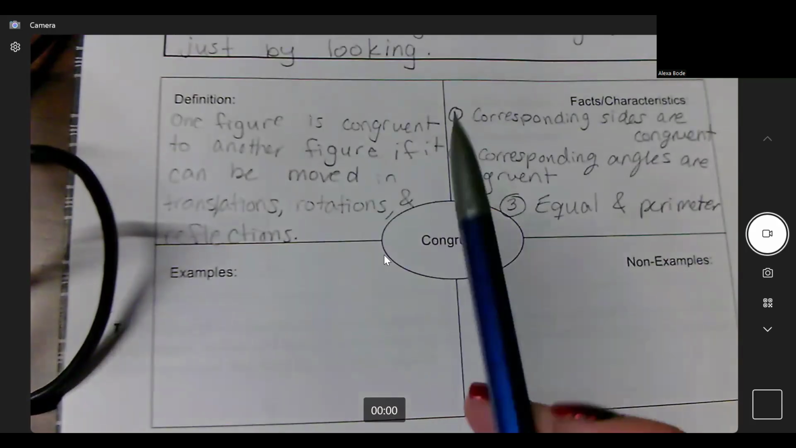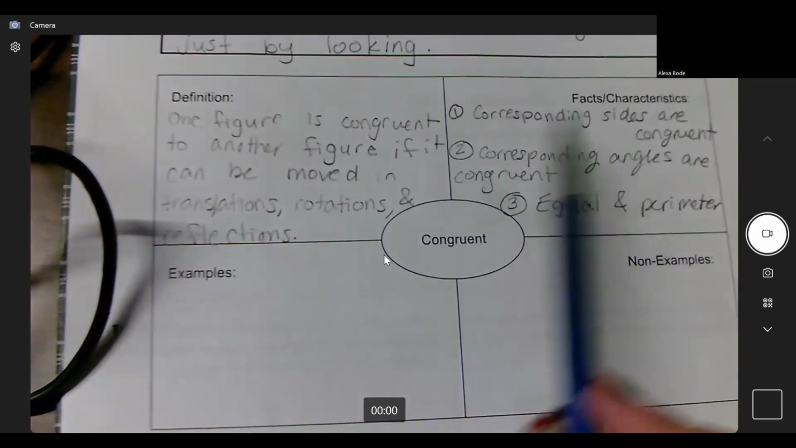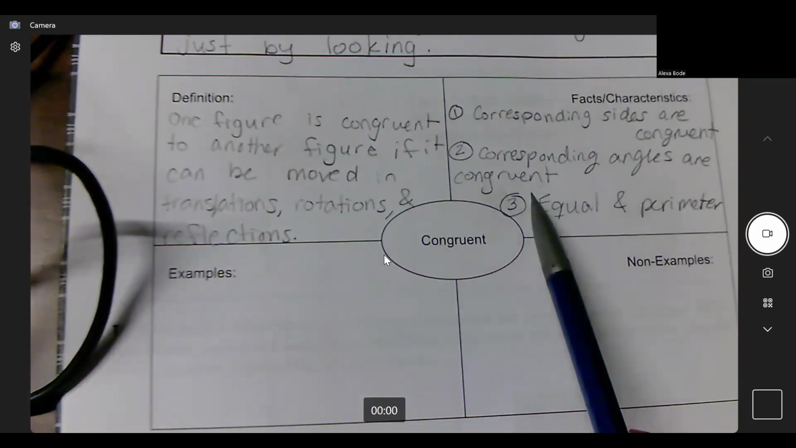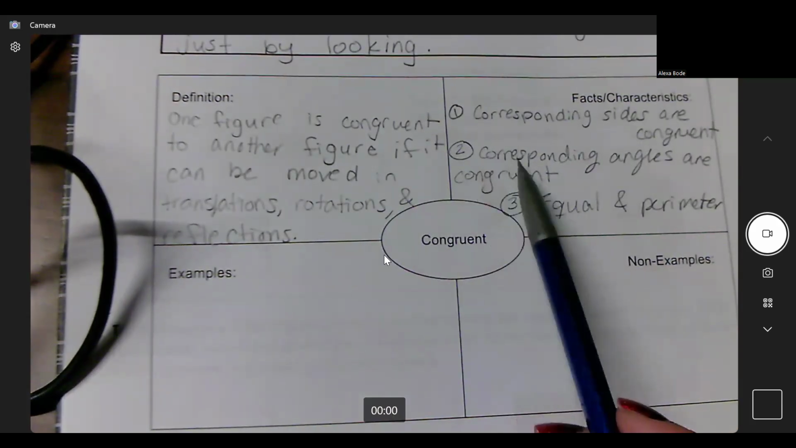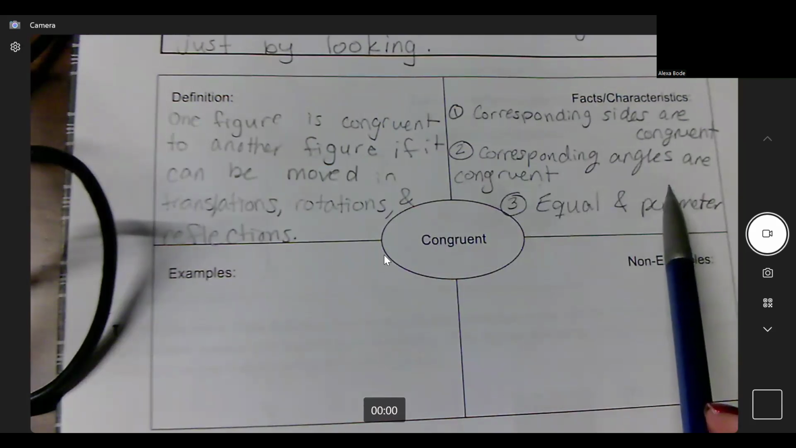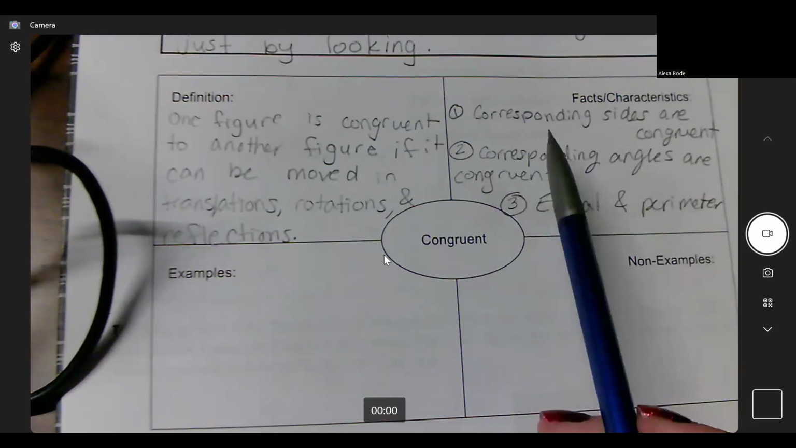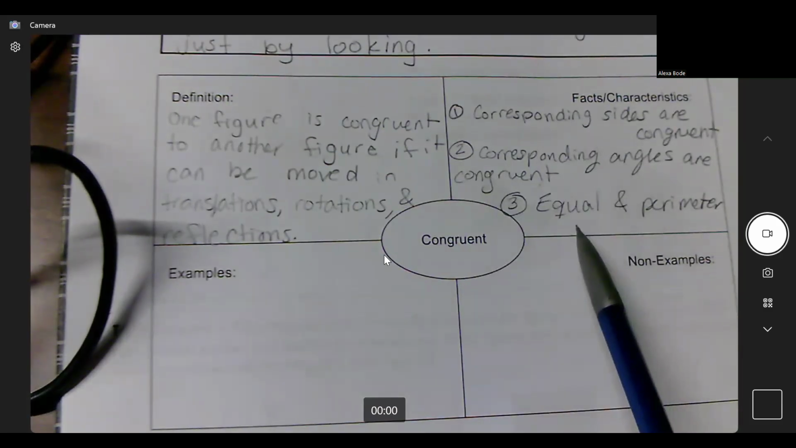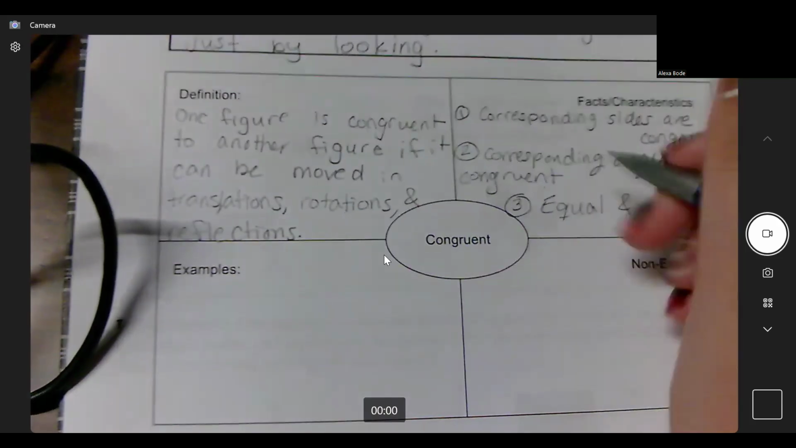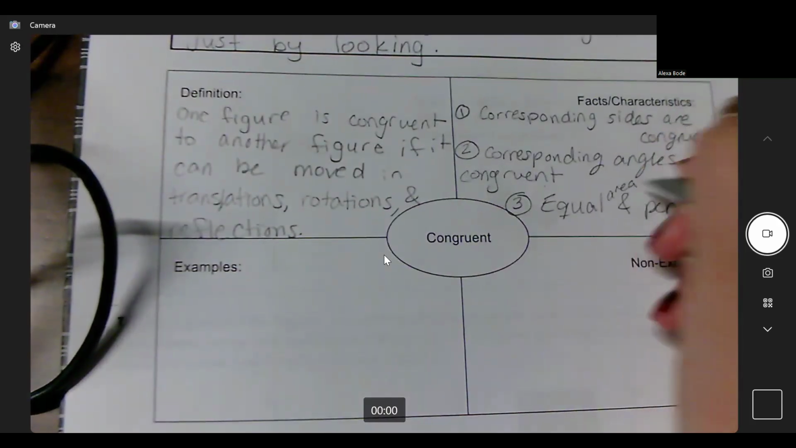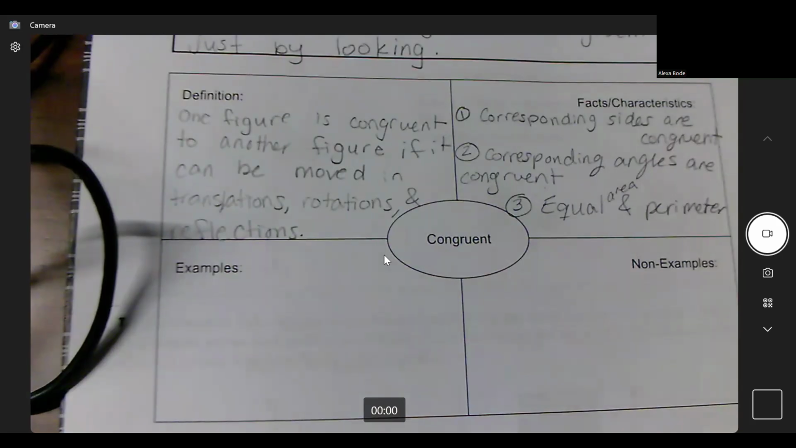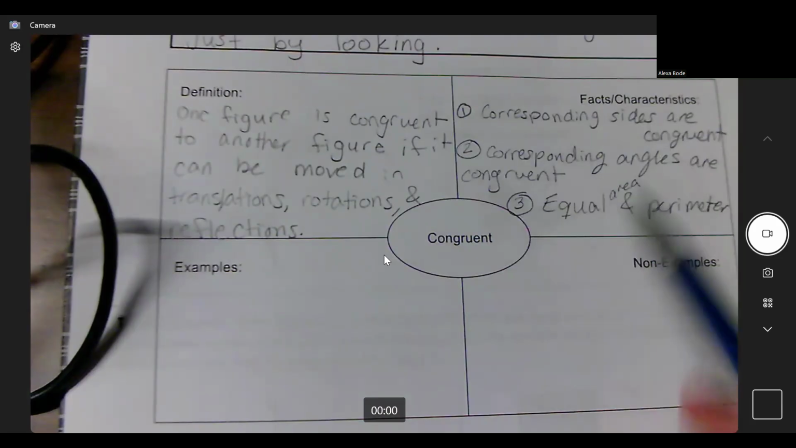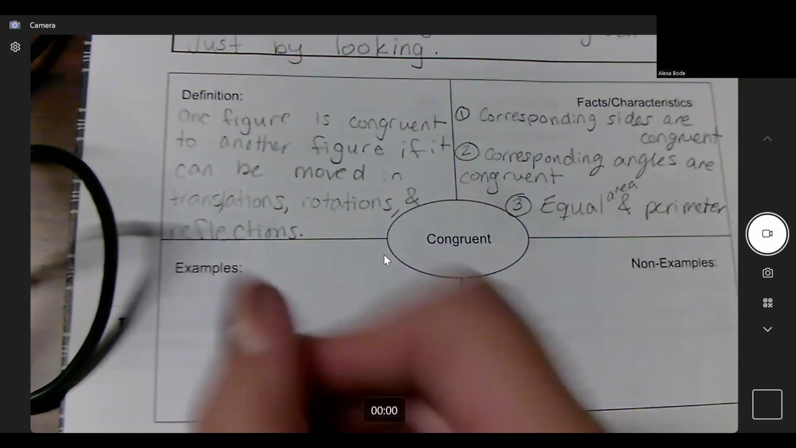You can have shapes that have congruent sides, but the shape itself wouldn't be congruent because it might not have one of these other two. You could have a shape with corresponding angles that are congruent, but the whole shape is not congruent because the sides or the perimeter. Oh, that should say equal area and perimeter. Sorry there, guys. But these two things could be wrong. So you need to have all three things in order for the entire shape to be congruent.